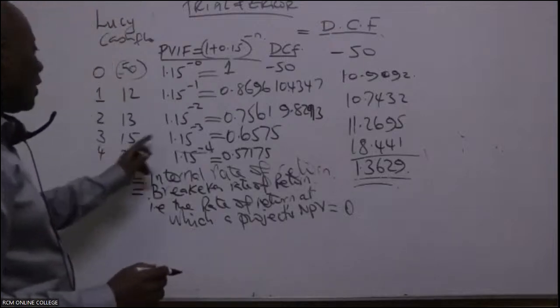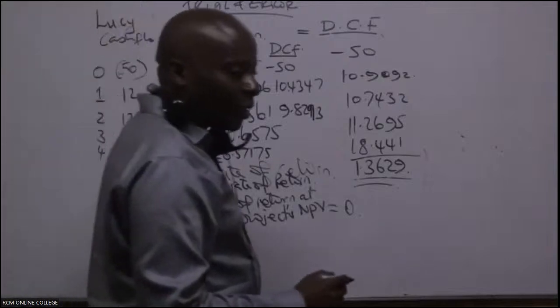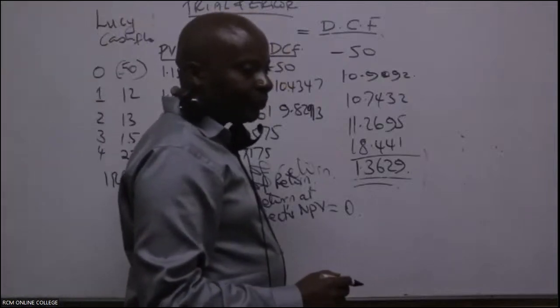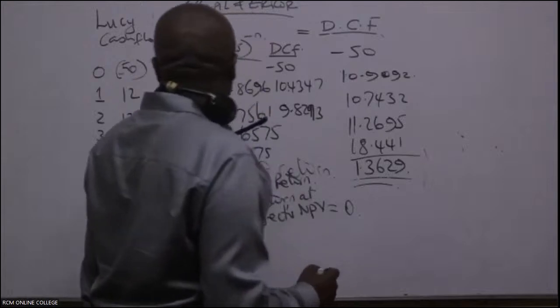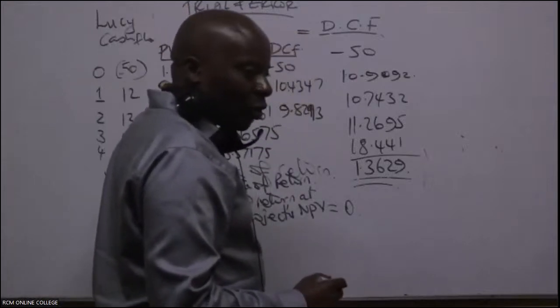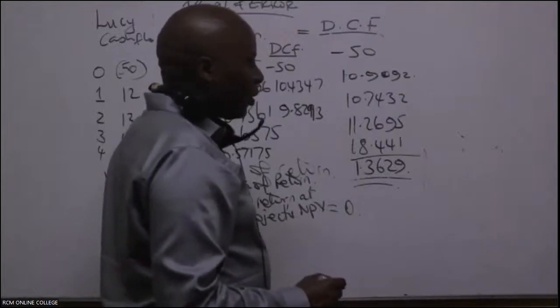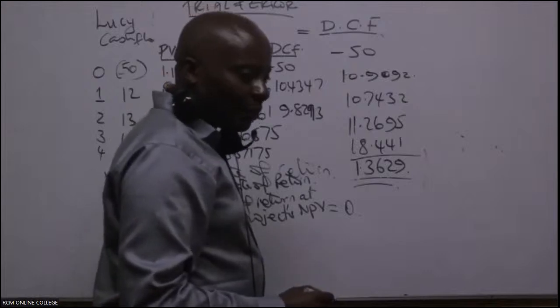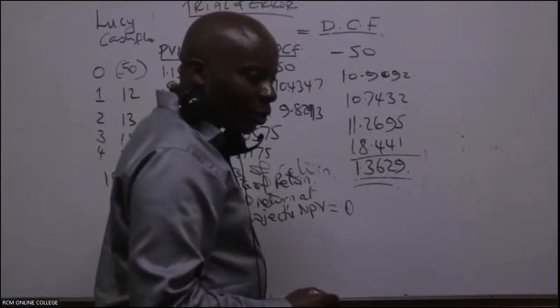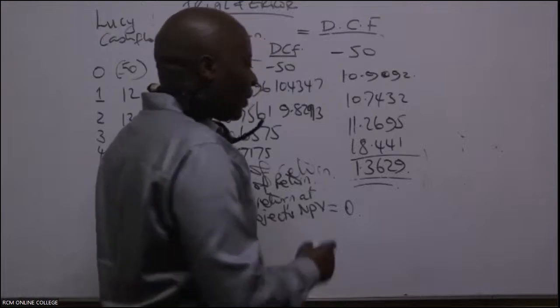Third year, we have 15 times this discounting factor. What do we have here? The fourth year. We're almost there. 9.8625.